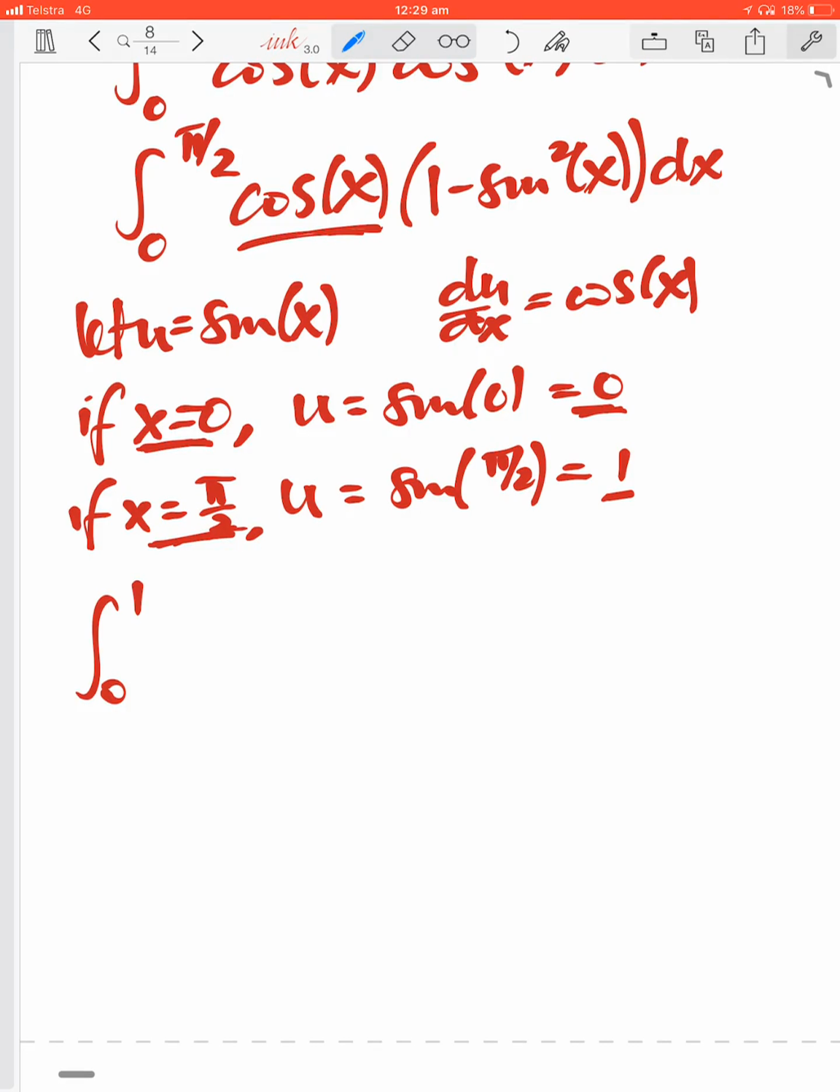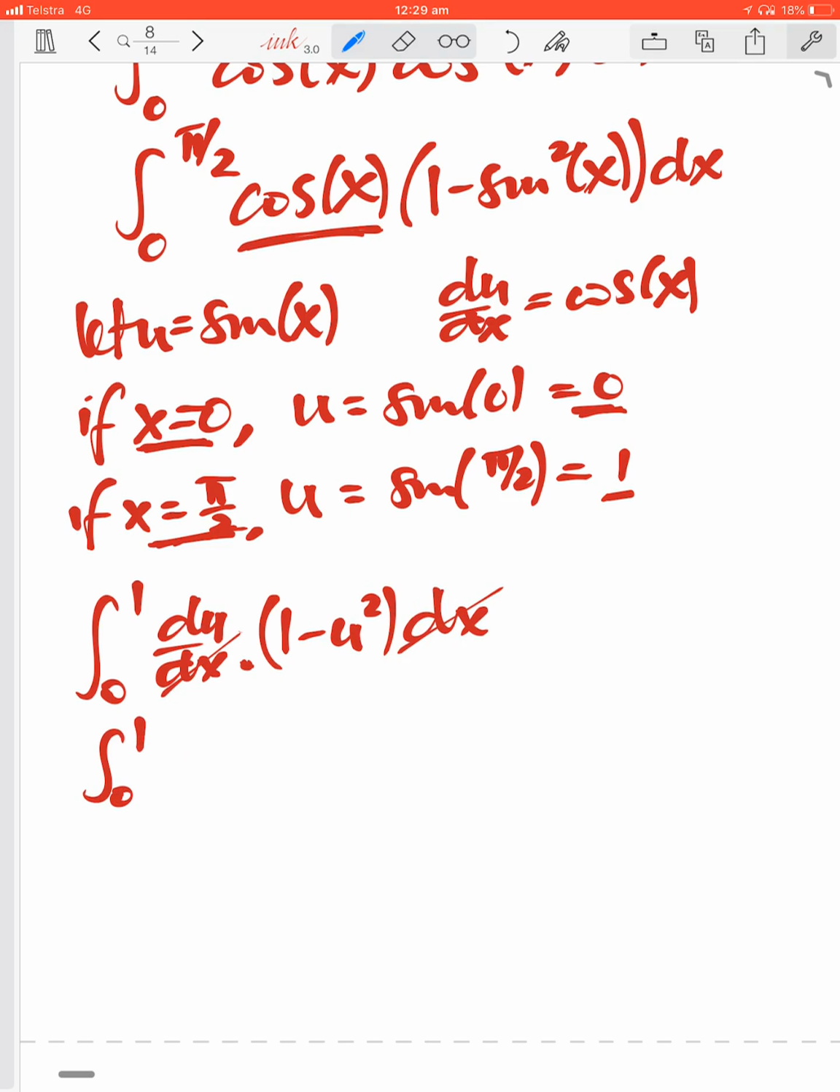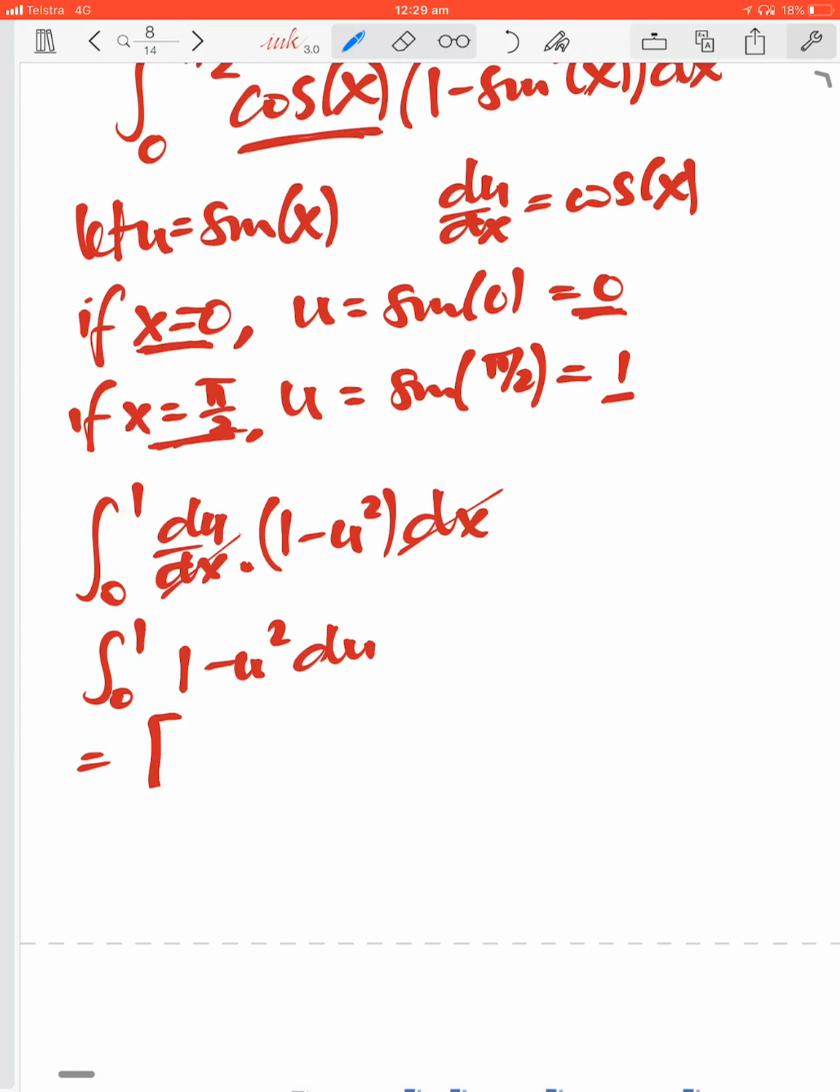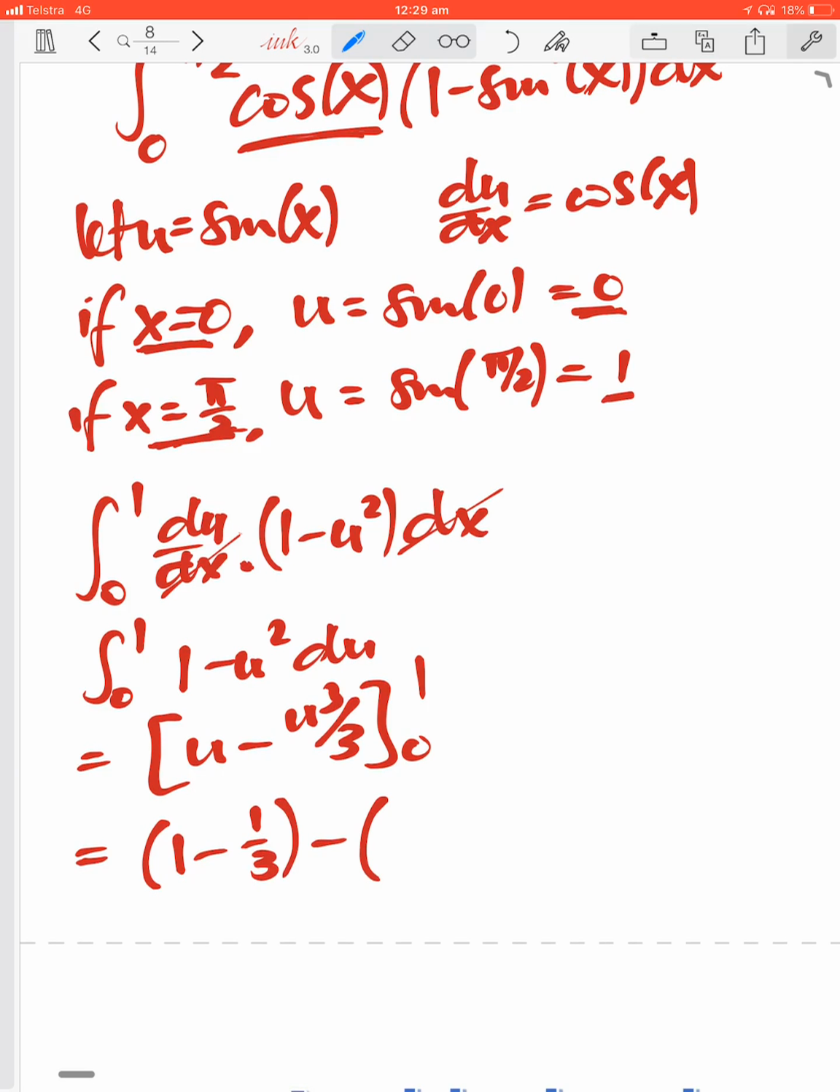We know that cos x is du dx. We've got 1 minus u squared, because sine is u, and then we've got dx. So that cancels with that, and we have the integral from 0 to 1, 1 minus u squared du, which we know is u minus u cubed on 3, between 0 and 1. If we put 1 into that, we get 1 minus 1/3, and then we get 0 minus 0, so this here is 2/3.